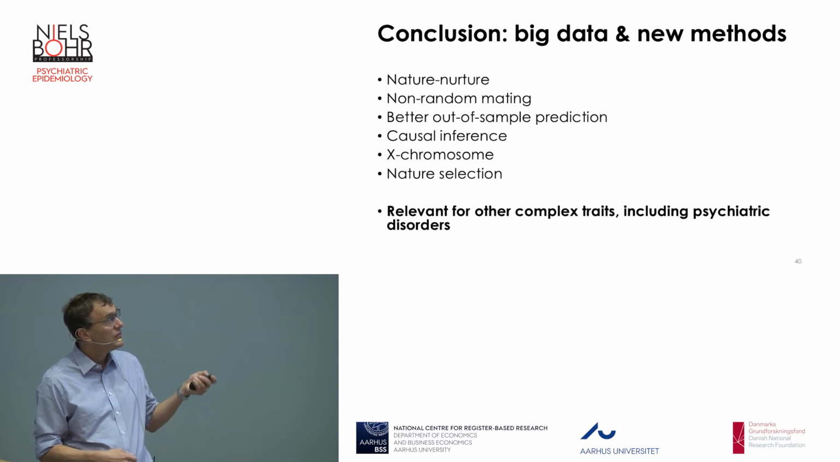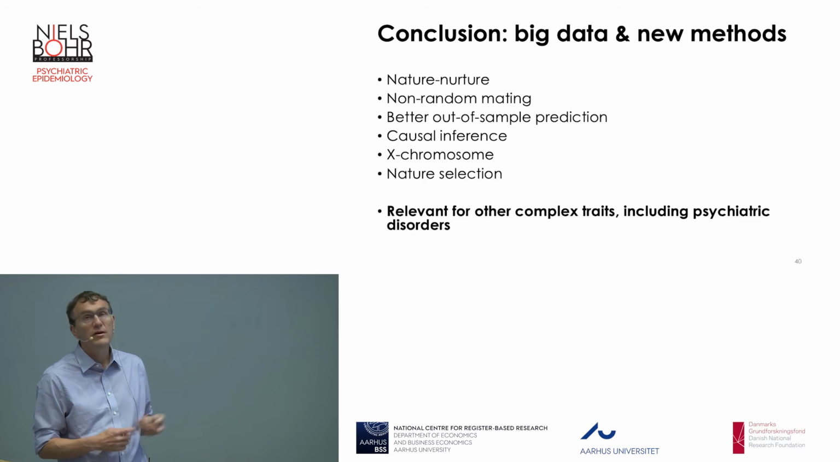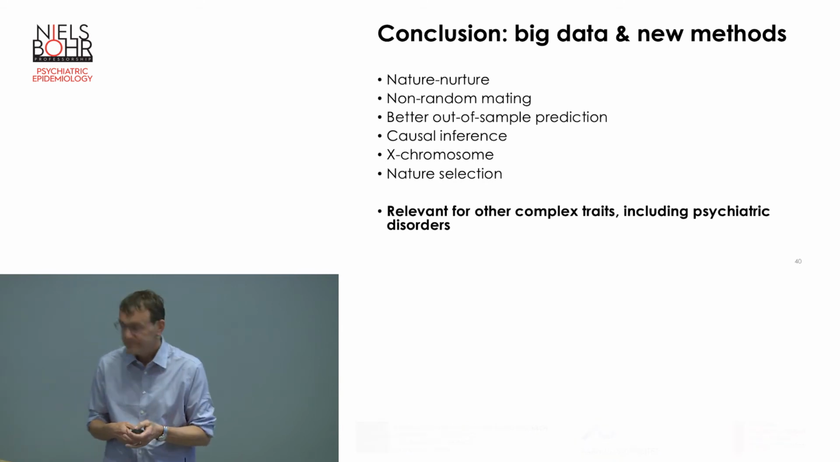I think this is, for the first time, looking in great detail at the X chromosome, and I'm sure there's more that we can learn there. And also, we can make some inference about past natural selection. And of course, all these methodologies and data applications can be applied to any complex trait, not just educational attainment, and that includes, of course, diseases and disorders, including psychiatric disorders. Thanks.